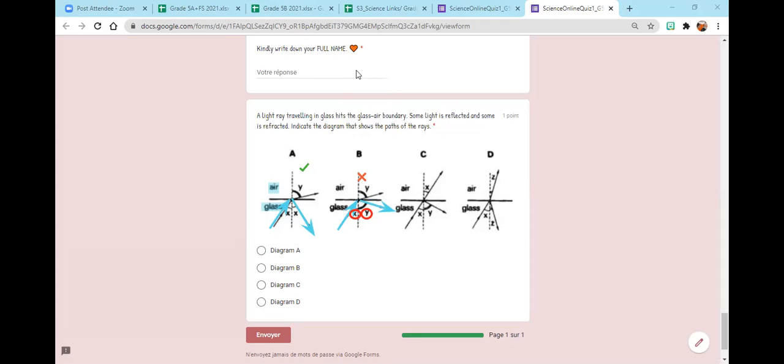Look at the third one. Incident ray and reflected ray. Look at the angles. Are they equal to each other? No. They are not equal to each other, so this is also wrong. What about D? No. So it's A. It's A. The quiz needs time. Yes, I know, but it's easy.